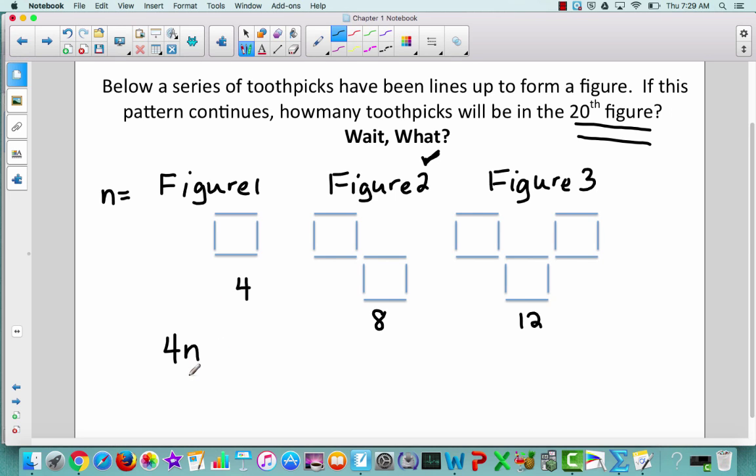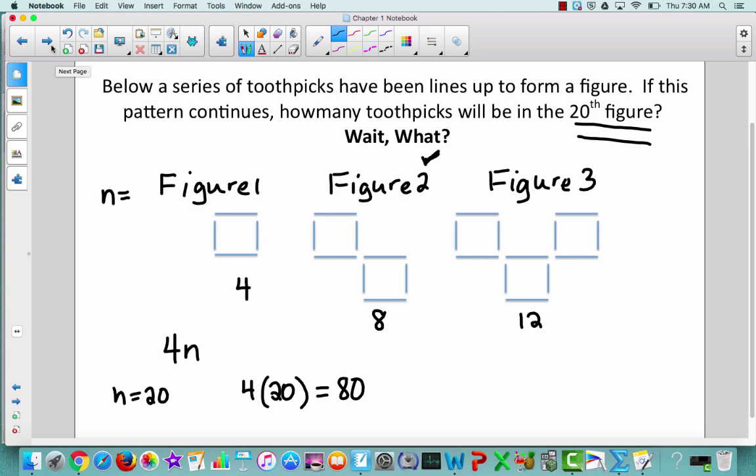So if I wanted to find out how many are in the 20th figure, I'm going to let n be 20. And then it would be 4 times 20, which is 80. Okay, now we're going to do more of these in class, so don't panic if that didn't make too much sense. You know, it made only a little bit of sense.